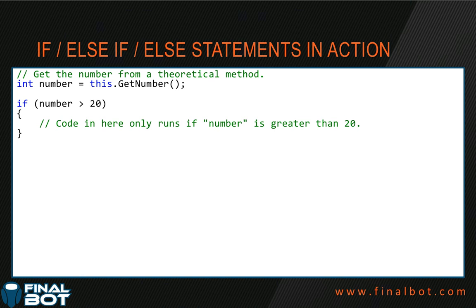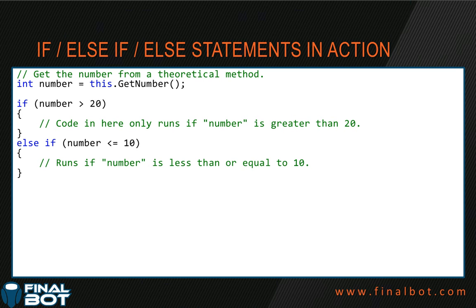Now we might also decide if number is not greater than 20, we want to test another case. For example, if number is less than or equal to 10. Now if number was already greater than 20, this condition of less than or equal to 10 won't even be considered. But since it wasn't, we're going to consider it, and if our value does fall into there, it will execute any code that lives inside these braces.